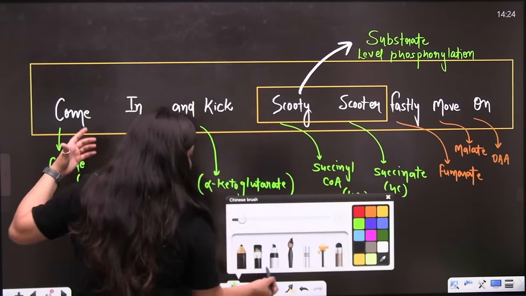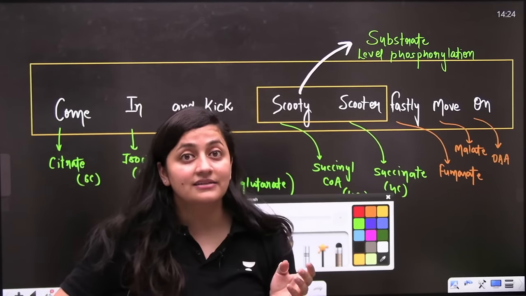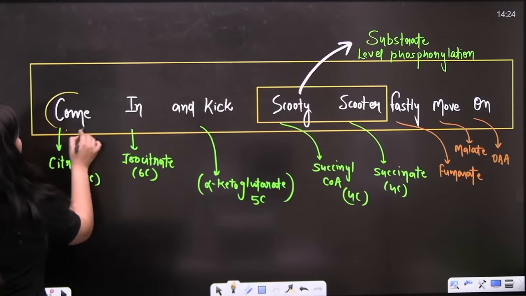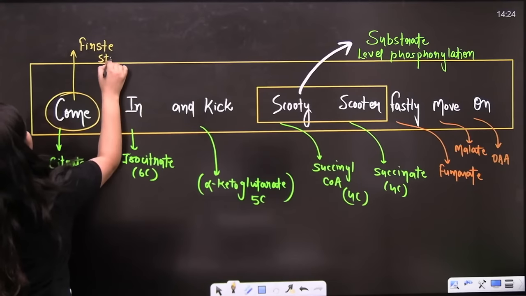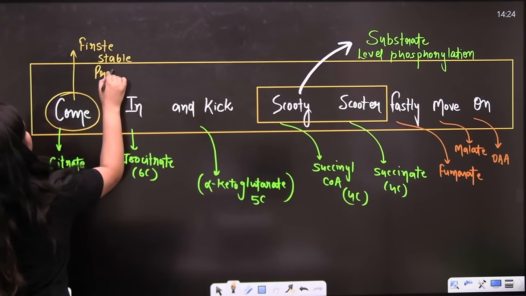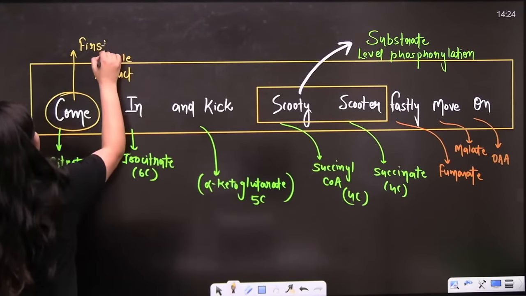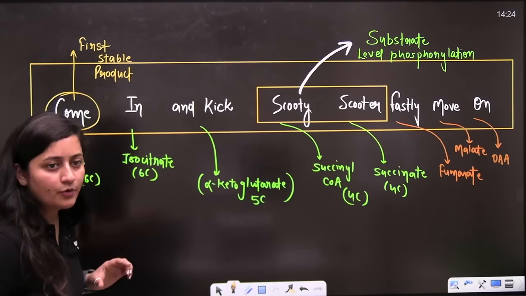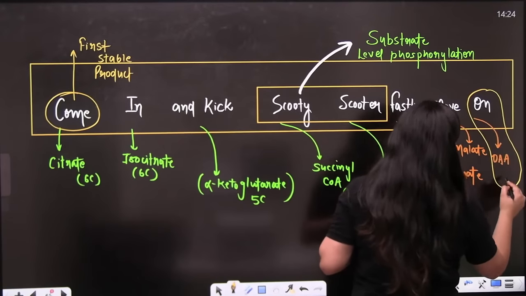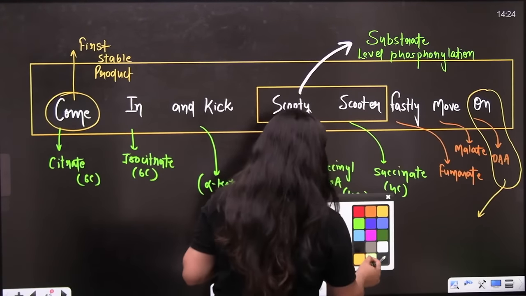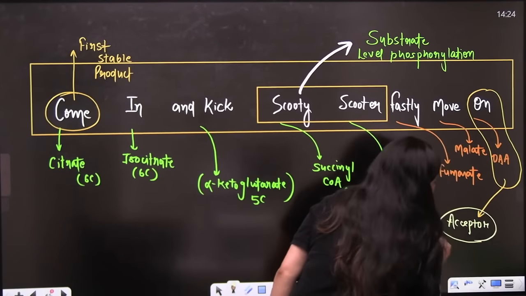So, another type of question: why do we call this Krebs cycle a citric acid cycle? Because citric acid is the first stable product. It is the first stable product, citrate. And from where will the reaction start? From oxaloacetate. It is the acceptor where your acetyl coenzyme A will bind.